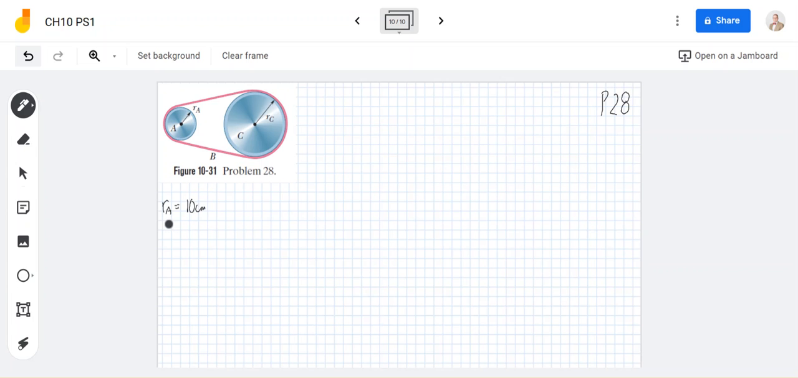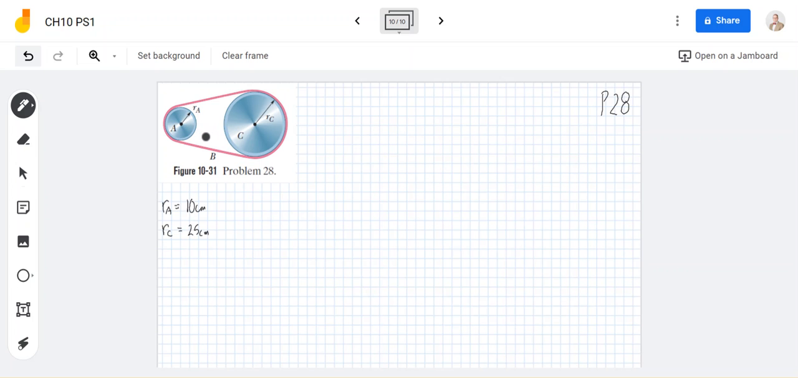Is coupled by a belt B to wheel C of radius 25 centimeters. The angular speed of wheel A is increased from rest at a constant rate of 1.6 radians per second squared. Okay, so there's a couple things here. We're going to have to account for both A and C wheels. I think that's the thing that's important here.